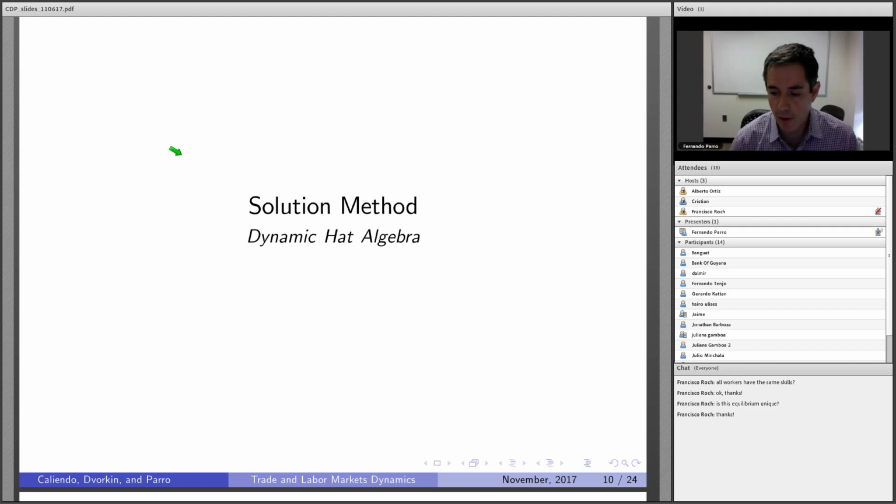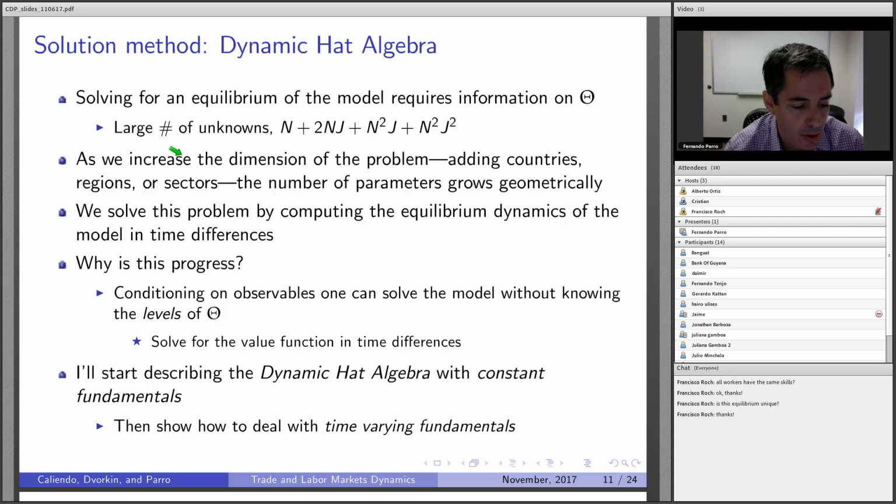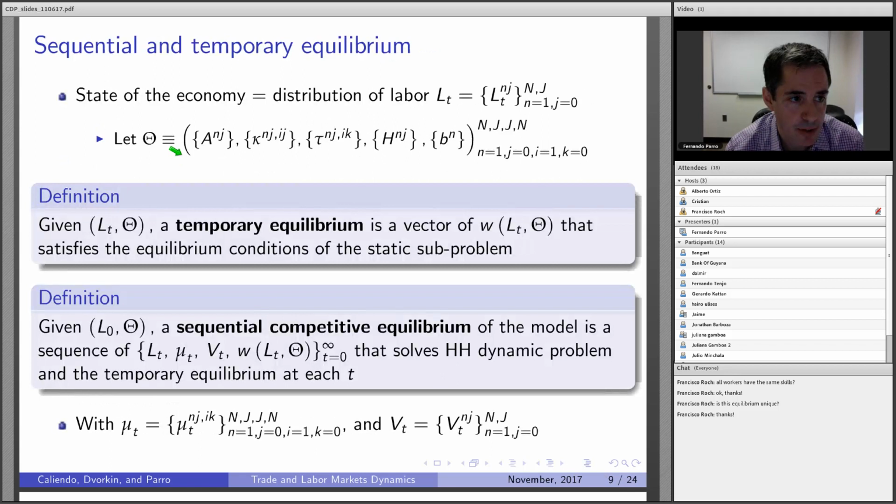So this is in terms of the model. What I want to describe now is our solution method, how to take a model with all these ingredients to the data, and how to use the model to perform counterfactual analysis. And after doing so, we are going to go over the application. I'm going to show you our quantification of the impact of China's trade expansion on US labor markets.